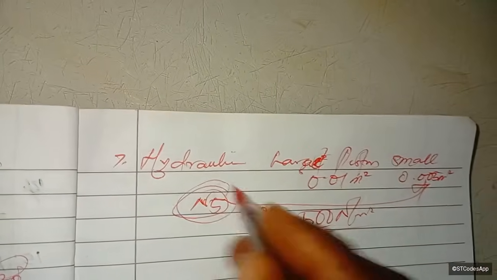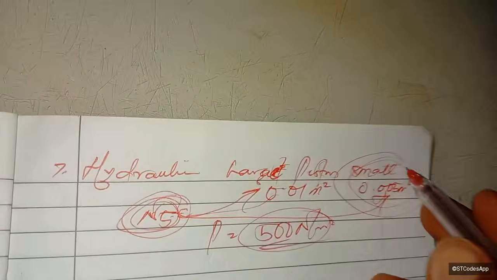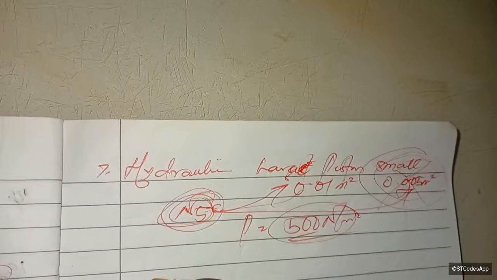Because it's just by dividing this force, which was applied on the large piston, by this area, you get this. Now, because pressure is transferred equally in all directions, this does not affect anything. The pressure will be the same in the smallest piston as well.